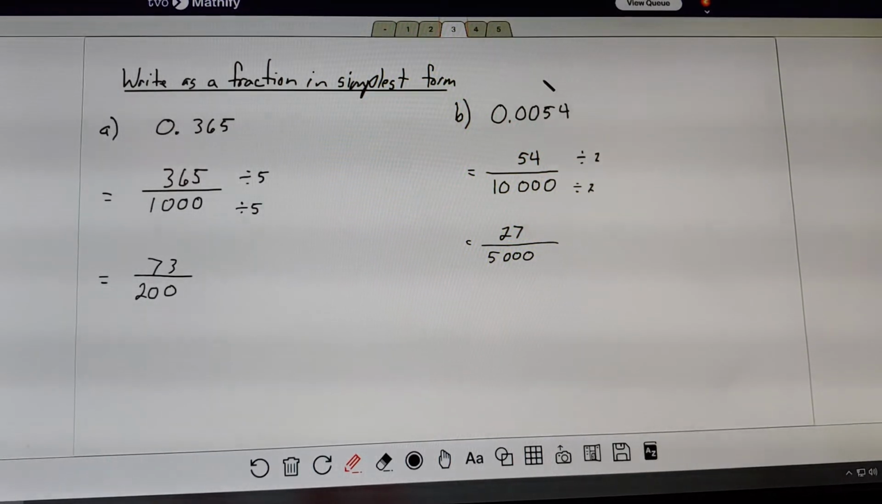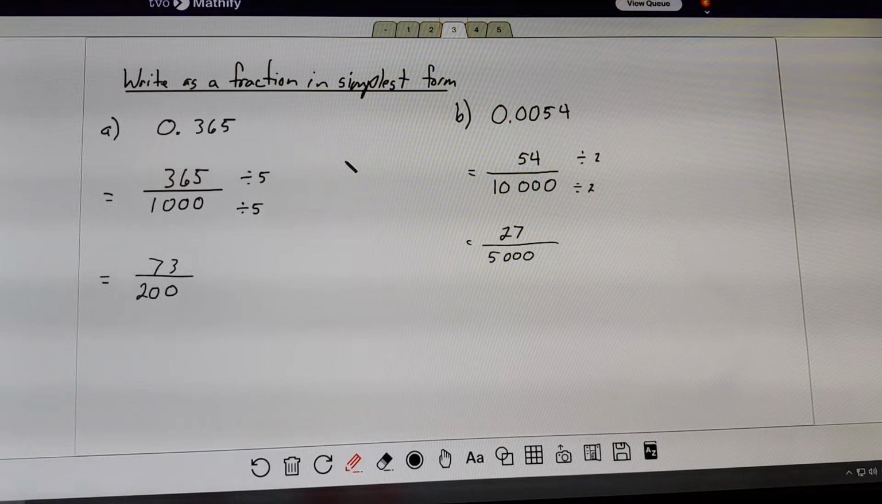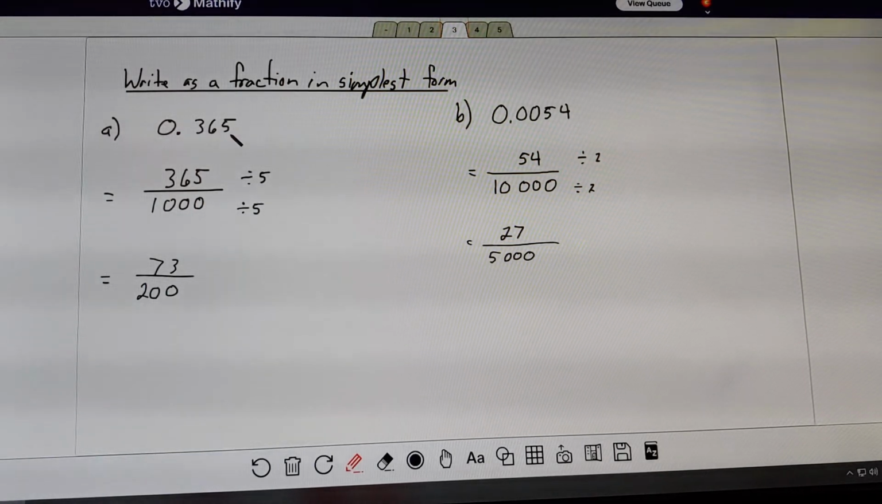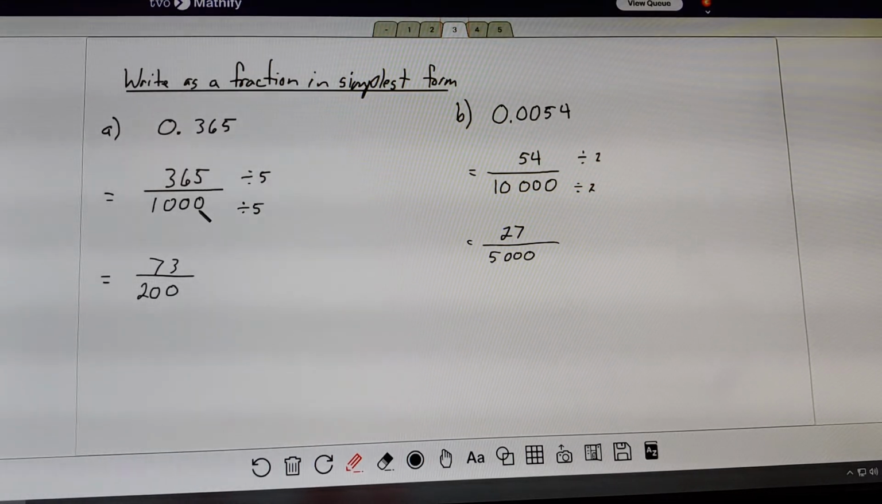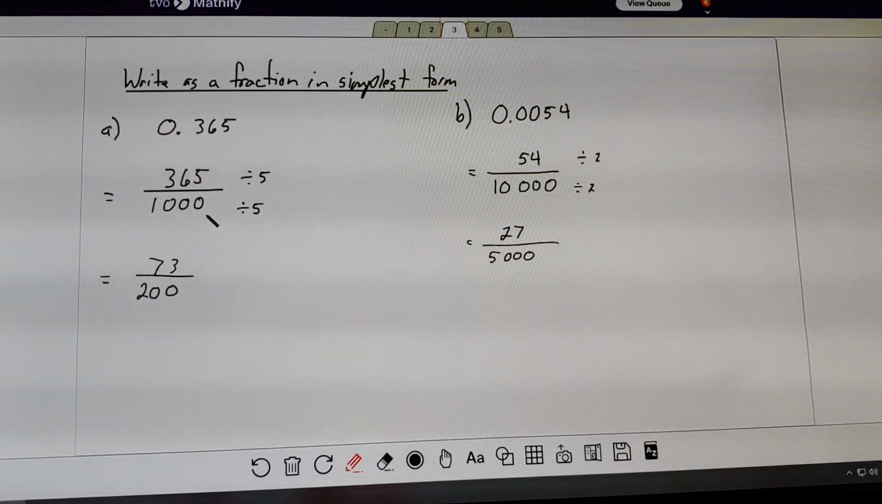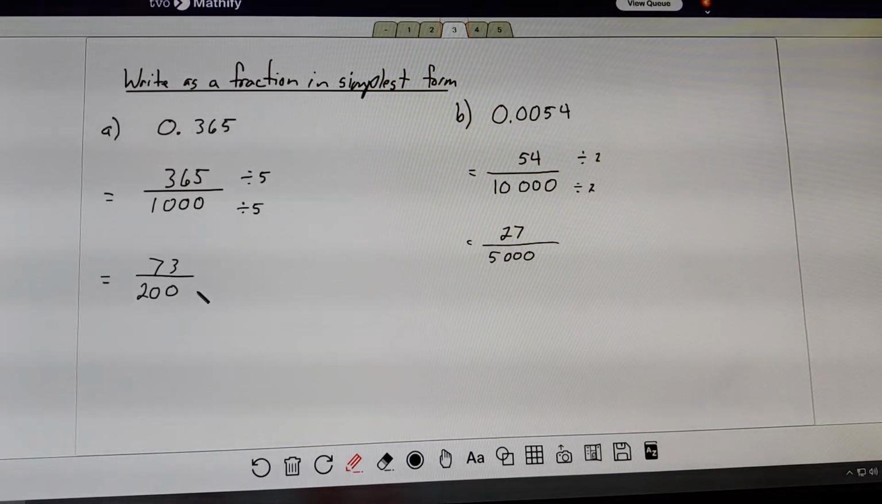So now they're getting you to apply some of this. So they're giving you a decimal, sorry again, and asking you to put it into simplest form. So 0.365. So we see there are 1, 2, 3 decimal places. So we're going to put a 1 down and 1, 2, 3 zeros. 365 over 1,000. Then we're looking at it. 365 ends in a 5 and this ends in a 0. Well, I know my 5 times table always ends in 5s and zeros. So I'm going to divide by 5. And that gives me 73 over 200. And then we're done after that.